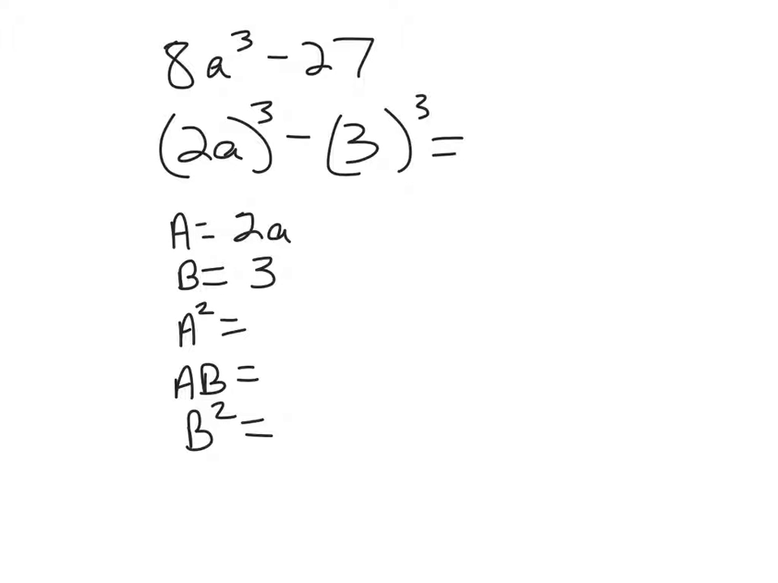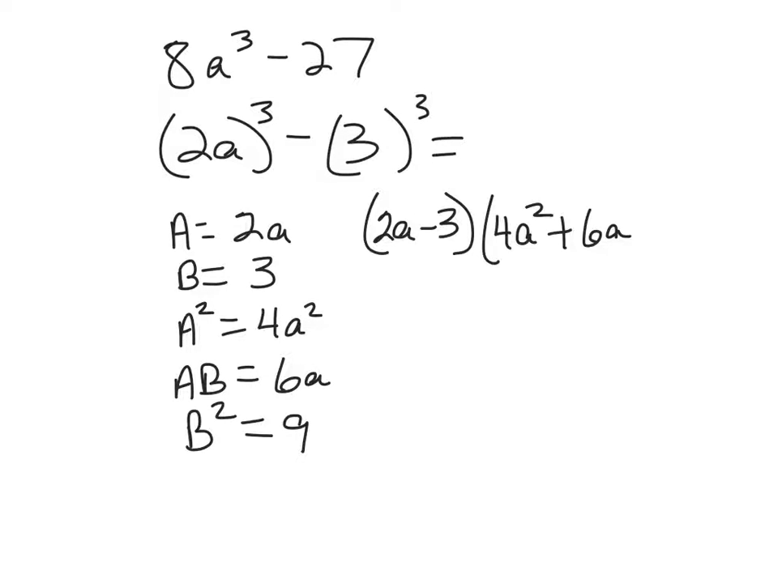So if a is 2 little a, then a squared would be 2 little a times 2 little a, which would be 4a squared. And ab would be 2a times 3, 6a. And b squared would be 3 times 3, or 9. And then we're just going to put it all in that formula that we learned, which for the one that was subtraction went 2a minus 3. It was a minus b in the first one. And in the second one, it was a squared plus ab plus b squared, which in this case would be 4a squared plus 6a plus 9.